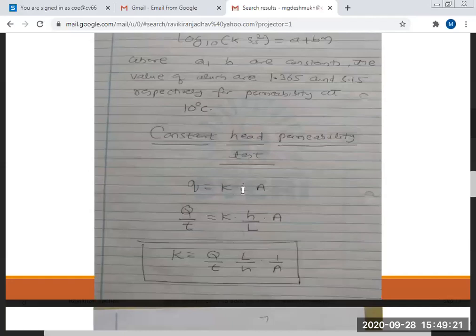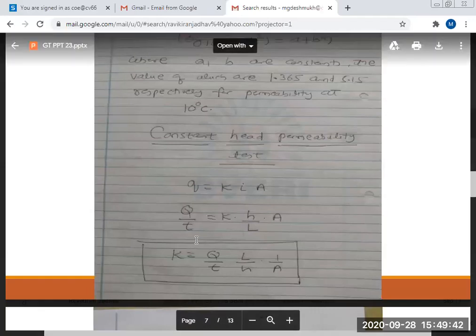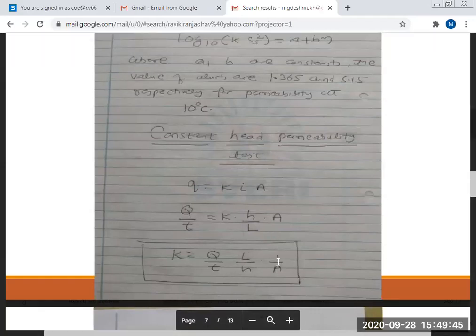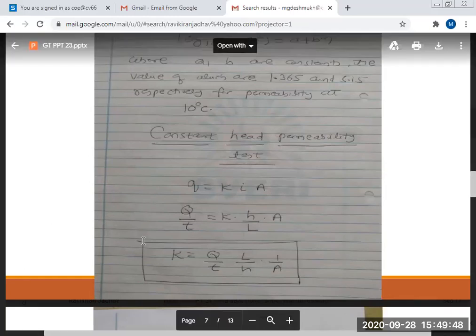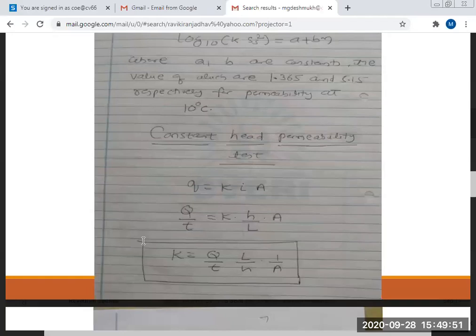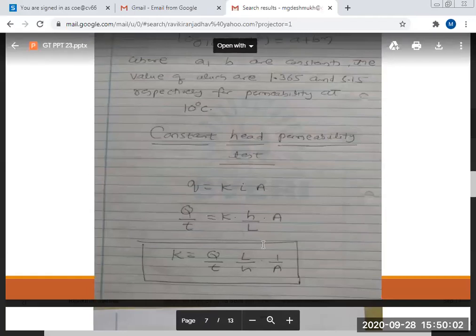K as it is, I as I told you is gradient. Gradient is given by hydraulic head by length, that is H by L, and A is area of cross section. So from this you see here, K is Q by T into L by H into 1 by A. So K is equal to Q by T into L by H into 1 by A. This formula is used to find the coefficient of permeability in constant head method. Please remember this formula. Problems on this are also generally asked.